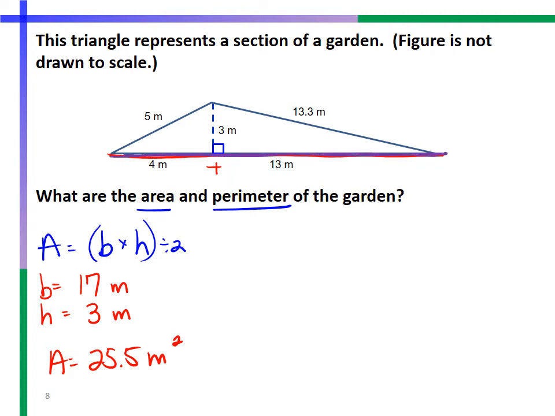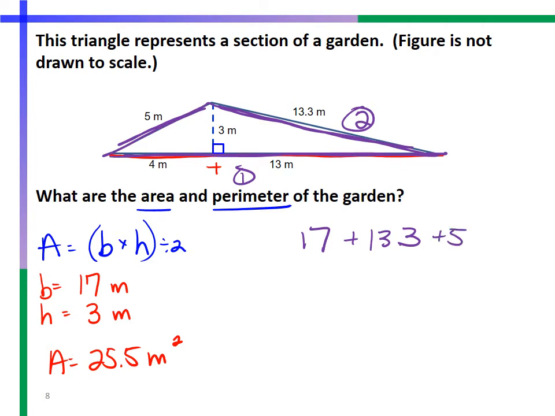And then for perimeter, all I'm going to do is add up all the sides. So side 1 is 17. Side 2 is 13.3 meters. And then side 3 is 5 meters. And so let's go ahead and add those together. 17 plus 13.3 plus 5 equals. So my perimeter is 35.3 meters.